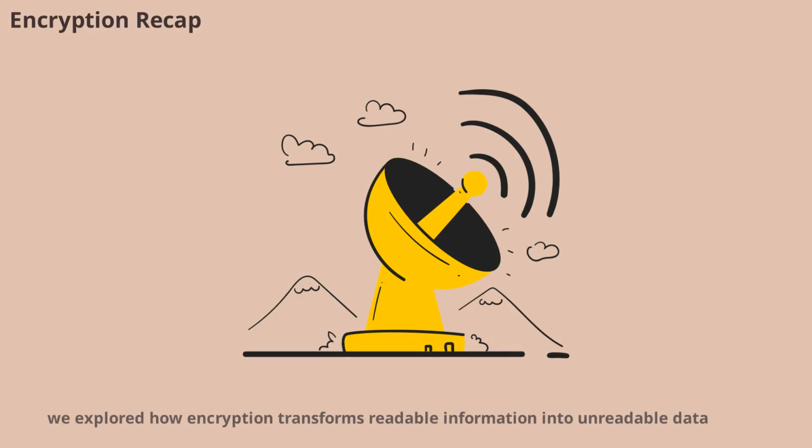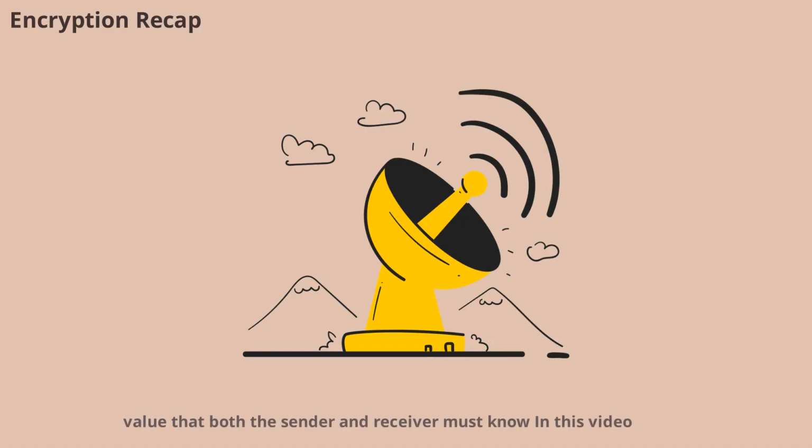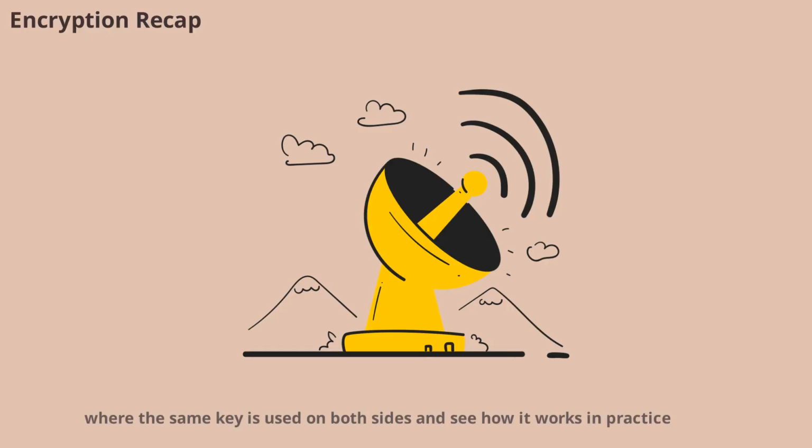Previously, we explored how encryption transforms readable information into unreadable data, and how decryption brings it back to its original form. This process is essential for keeping our digital communications safe from prying eyes. But you might still be wondering, how does the intended recipient actually decrypt the message? The answer lies in something called a key, a secret value that both the sender and receiver must know. In this video, we'll dive into the concept of symmetric encryption, where the same key is used on both sides, and see how it works in practice.